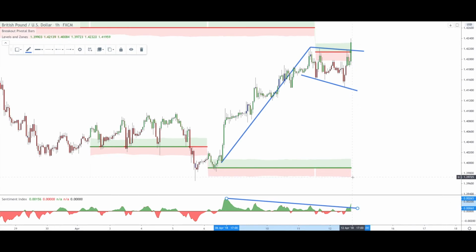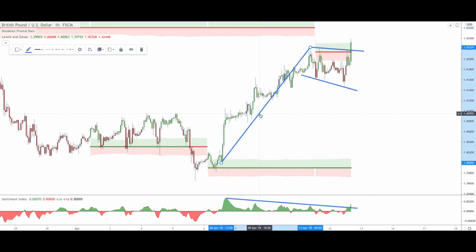But the point here is that right now we have a breakup. It's a valid breakup because the candle closed above the consolidation and the sentiment index moved above as well. So it's a valid breakup. Let's now set the trade.